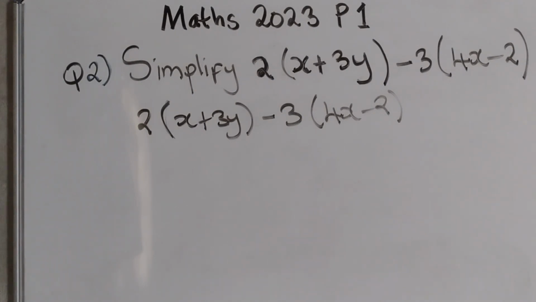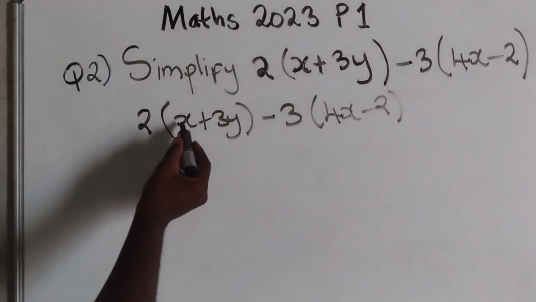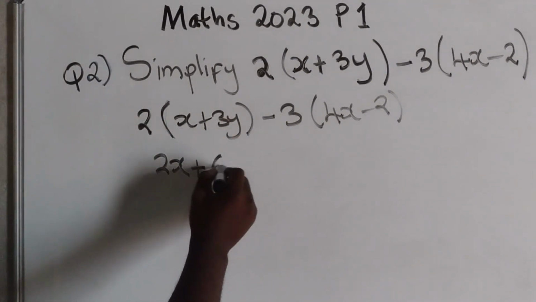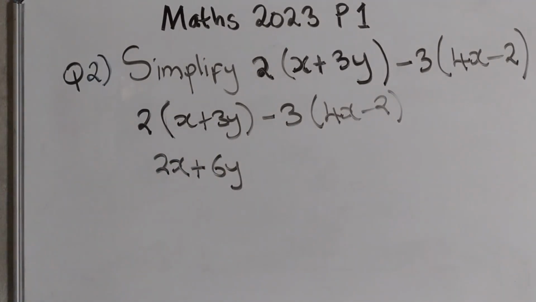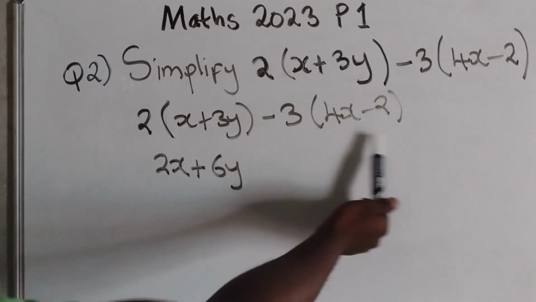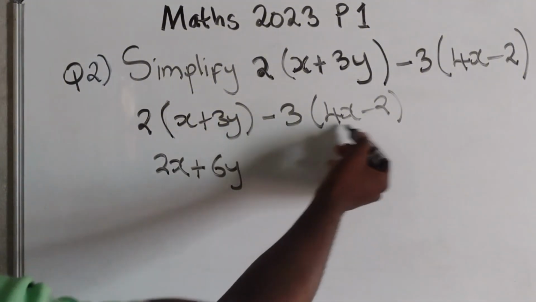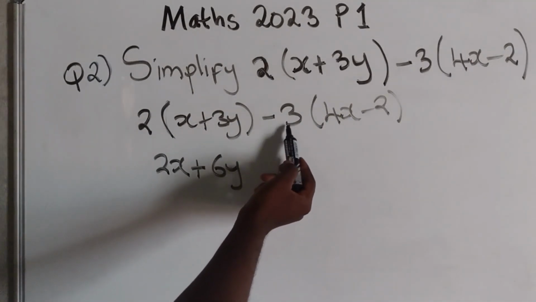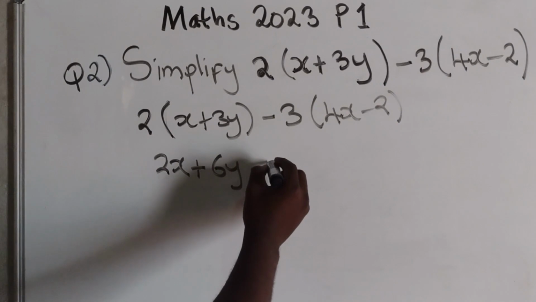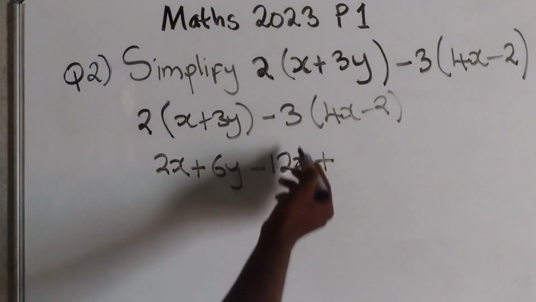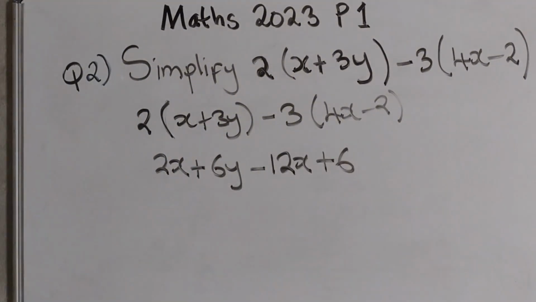The first brackets, we are going to open by multiplying with the 2 outside here. We are going to expand. So 2 times x, we get 2x, plus 2 times 3y, we get 6y. Okay, we are done. Next thing, let's expand the other brackets with a negative 3. We multiply everything inside the brackets, so negative 3 times 4x will give us negative 12x. Then negative times this negative gives us a positive, 3 times 2 gives us a 6.